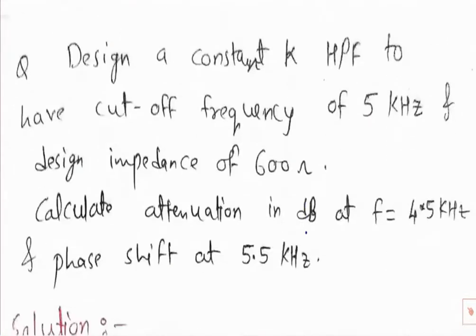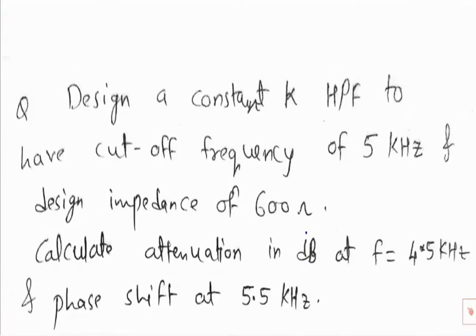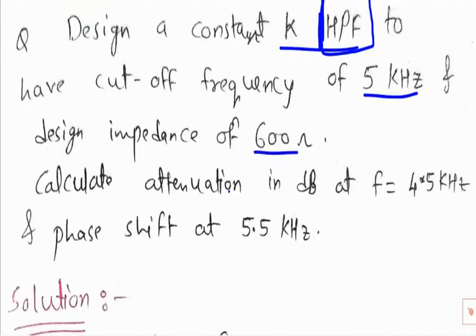Then, design a constant K high pass filter. This wording is also important. Otherwise, you will design a low pass filter: the question is design high pass and you will design low pass. So read the question carefully. Design a constant K high pass filter having cutoff frequency 5 kilohertz and design impedance 600 ohm. Also, we have to calculate attenuation in dB, and we have to calculate phase shift at 5.5 kilohertz.